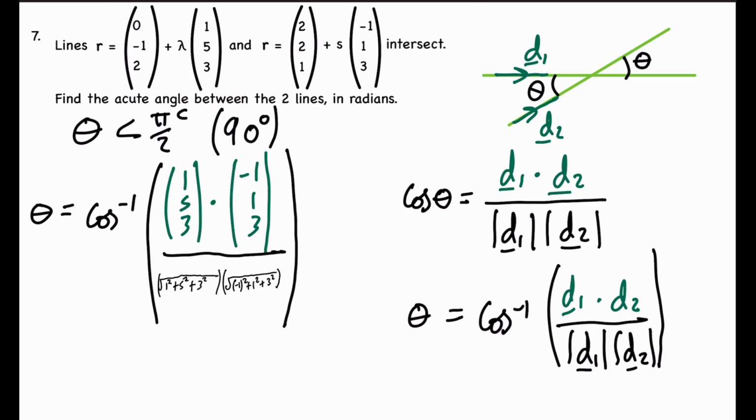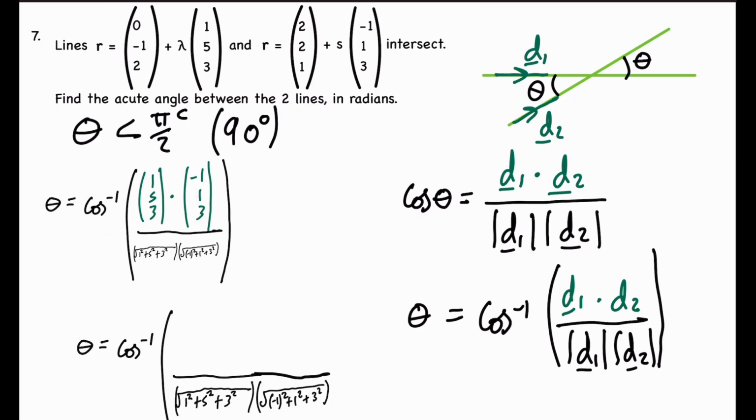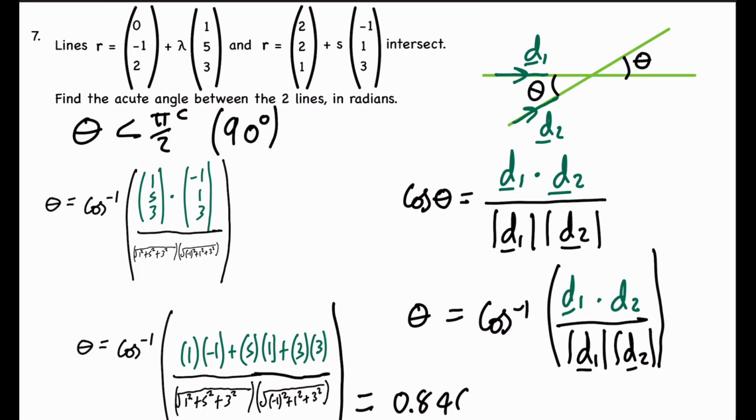And to do the dot product, you just multiply this one and add it to the multiplication of this one and this one and this one and this one. So let's do that. So we'll get 1 times -1 plus 5 times 1 plus 3 times 3. So in the end, if we plug this into our calculator, we're going to get 0.8466 radians. This is rounded to 4 significant figures.